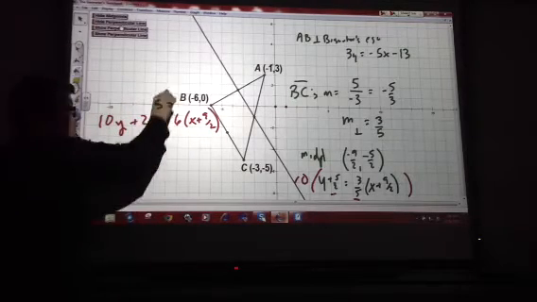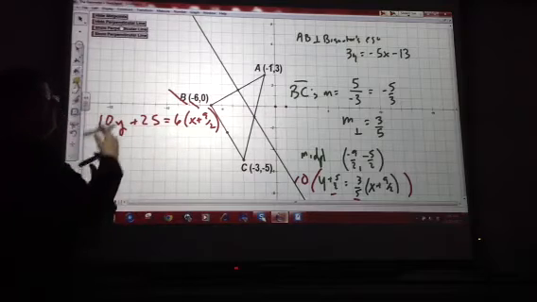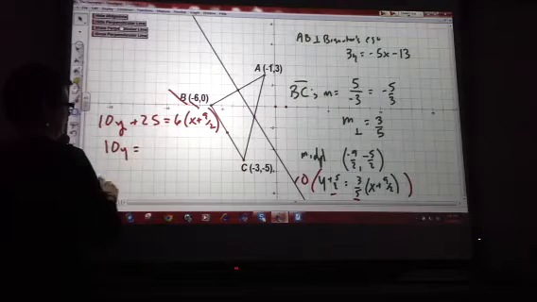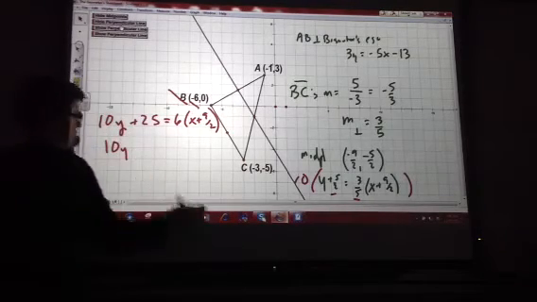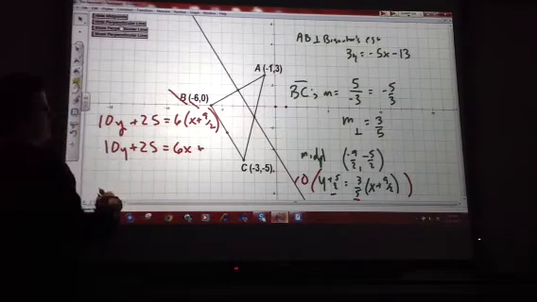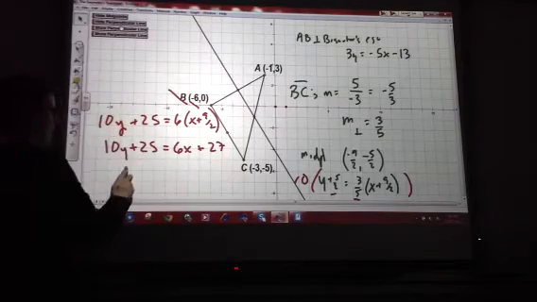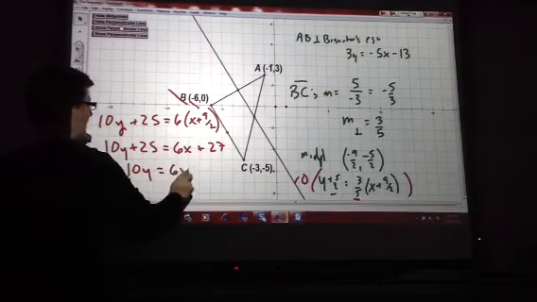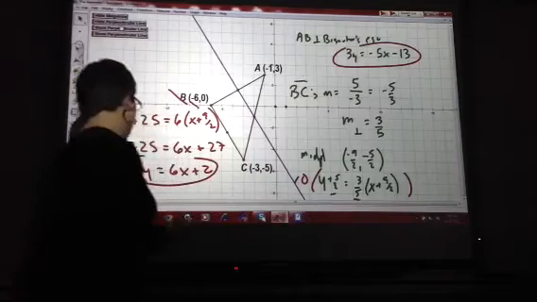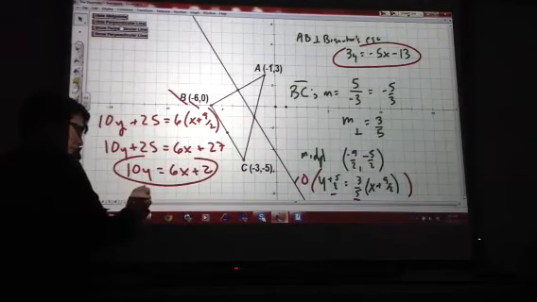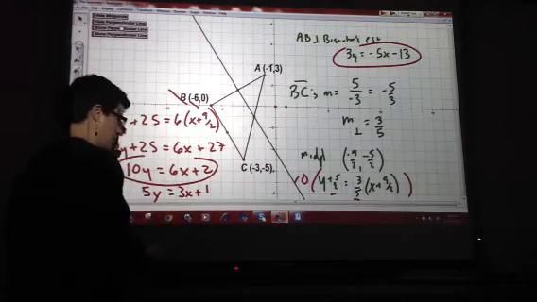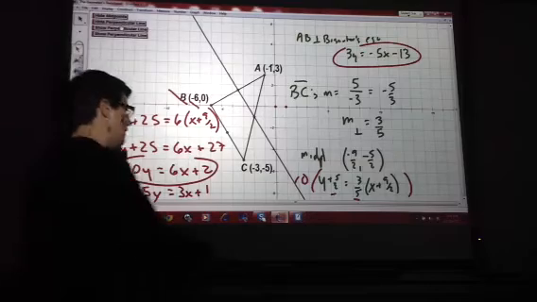We're a little scared by this fraction, but guess what? When we distribute our 6, the 2 will divide out there. So I have 10y plus 25 is equal to 6x plus 6 divided by 2 is 3, 3 times 9 is 27. So this equation here is 10y equals 6x plus 2. I'm thinking I'm going to be solving this system. I look here and I can see everything's divisible by 2, so I'm going to clean it up even more. 5y equals 3x plus 1. So those are the two equations.